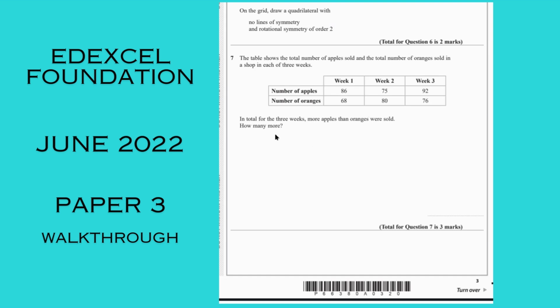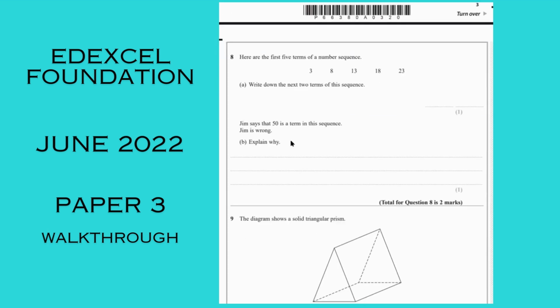Number 7, in total. So as soon as you see the word total, you start adding lists up. So add up your apples, 253. Oranges, 224. And your job is to take them away. Definitely one that's not worth overcomplicating. Looks a bit wordy, not as bad as it seems.